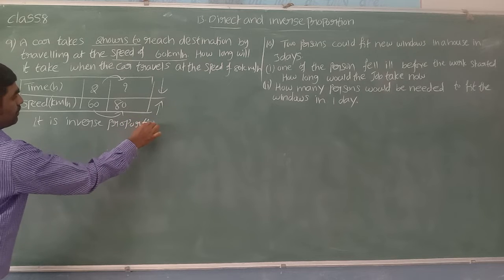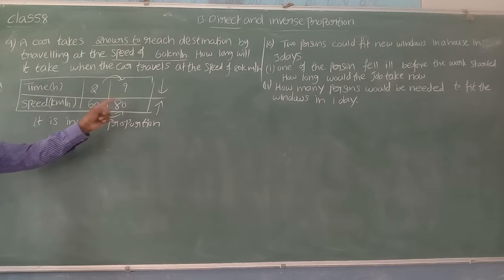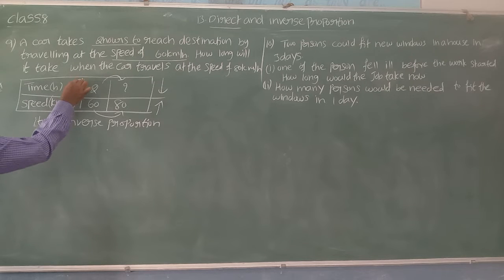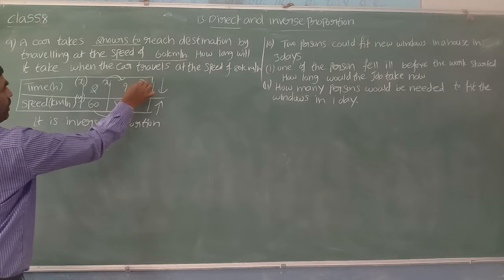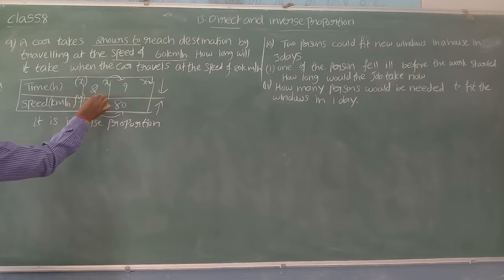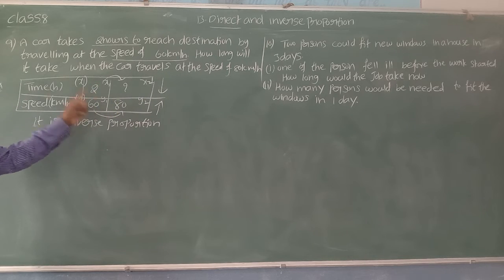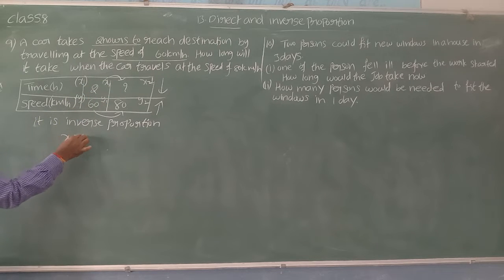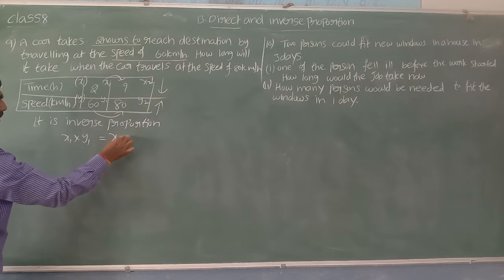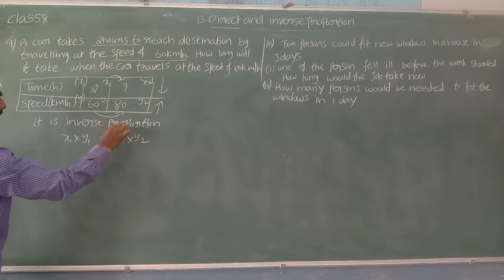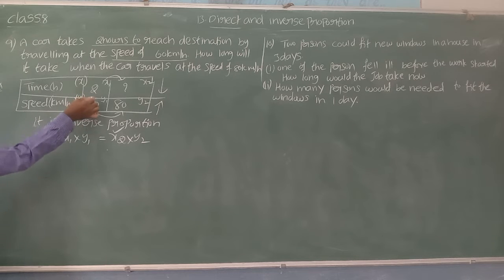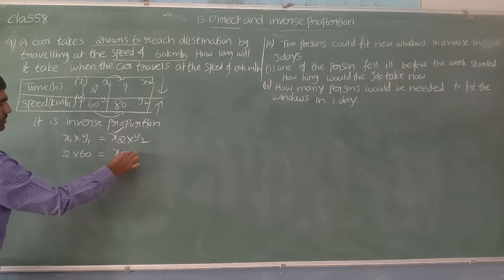When it is inverse proportion, the product of corresponding values remains the same constant. Take the first quantity as x and the second quantity as y. The corresponding values of x are x1, x2. The corresponding values of y are y1, y2. The product of corresponding values: x1 into y1 is equal to x2 into y2. From here we need to find the value of x2. 2 into 60, x1 into y1, is equal to x2 into what is the y value?